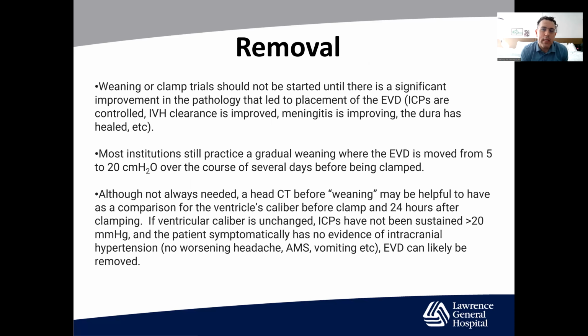Now, what you could possibly see is that at some institutions, it could be helpful to consider a CT scan before weaning to assess the size of the ventricles. And then if there, say, is concern, you could repeat the CT scan during clamping or weaning trials to see if the ventricles have increased. And this could be something that could possibly be implemented. But for the most part, say if the ventricular caliber is unchanged, ICPs have not been sustained above 20, and the patient has symptomatically improved, and there's no clinical evidence of increased intracranial hypertension, then the EVD can be removed.